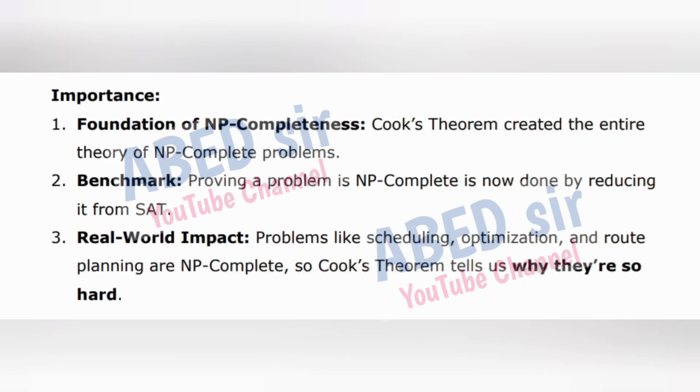Importance. 1. Foundation of NP-completeness. Cook's theorem created the entire theory of NP-complete problems. 2. Benchmark. Proving a problem is NP-complete is now done by reducing it from SAT. 3. Real-world impact. Problems like scheduling, optimization, and route planning are NP-complete. So Cook's theorem tells us why they're so hard.